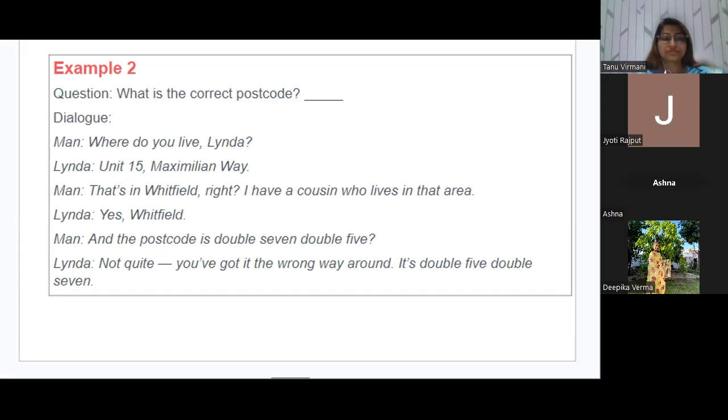So what's the distractor here and what's the correct answer? Double seven double five is the distractor and 5577 is the correct answer. So the moment you hear 7755, do not just write the answer in the answer sheet. Make sure you listen carefully. It's a number, right?